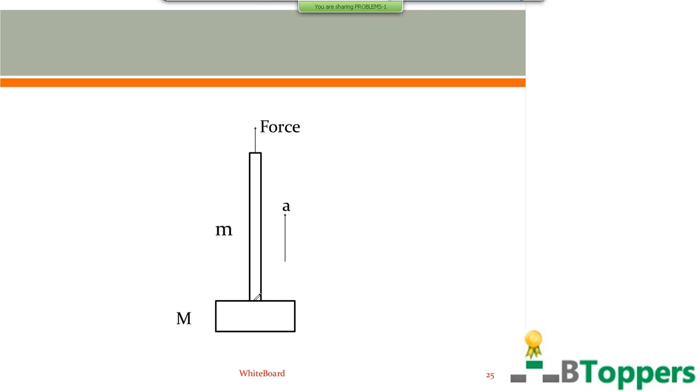Therefore, the force exerted on the block by the rope acts vertically upwards. The rope pulls the block vertically upwards, so we can say that rope exerts a force on the block in the upward direction. So the force on the block by the rope acts vertically upward.